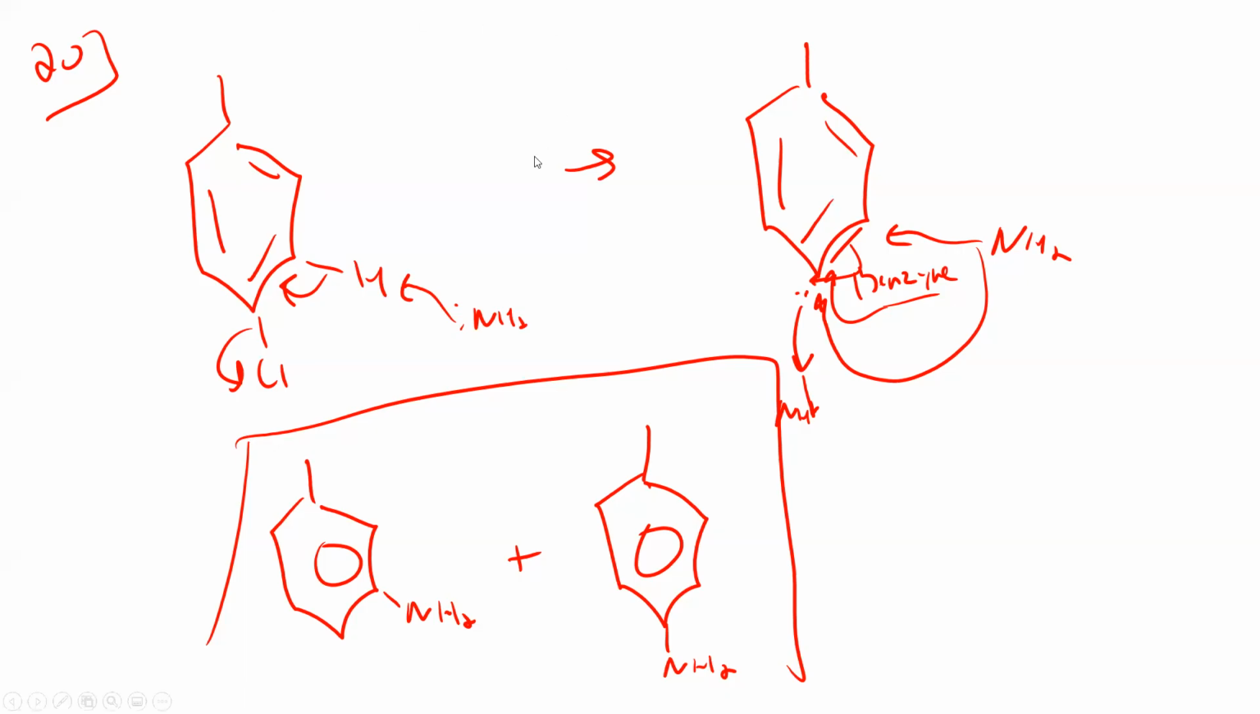So let's go to 21 then. Question 21 says devise a three-step synthesis of 2,4,6-tribromoaniline from benzene. So for reagent 1, first we're going to put a nitro group on here. To put a nitro group on, you use HNO3, H2SO4.